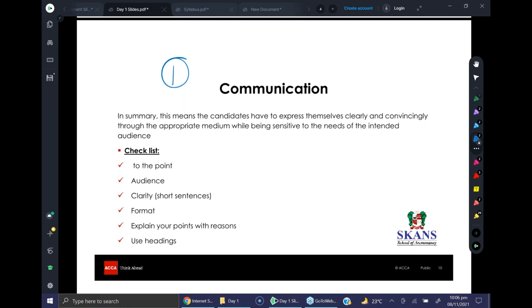For initial level questions, this checklist needs to be kept in mind, but eventually you should be so used to using your professional skills and demonstrating them that you don't even have to think about your checklist. But for a start, it's a good idea. Communication skill, according to the examiner, means that students have to express themselves clearly and convincingly through the appropriate medium while being sensitive to the needs of the audience. If I highlight the keywords, it is clearly and convincingly through appropriate medium.